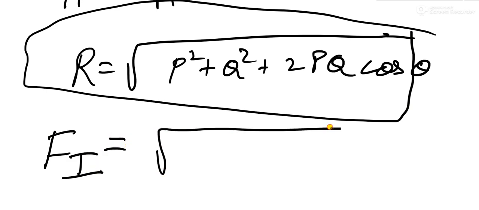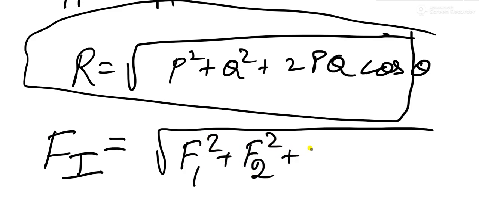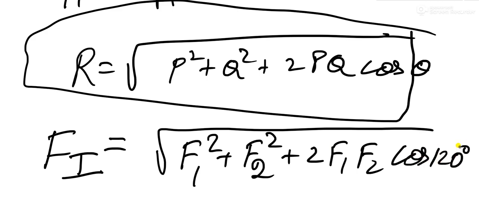Okay, P is going to be F1 square, Q is going to be F2 square plus 2 times F1 F2 cos 120 degree. This is what will give the final value. Okay, now we have to do the solution for this.